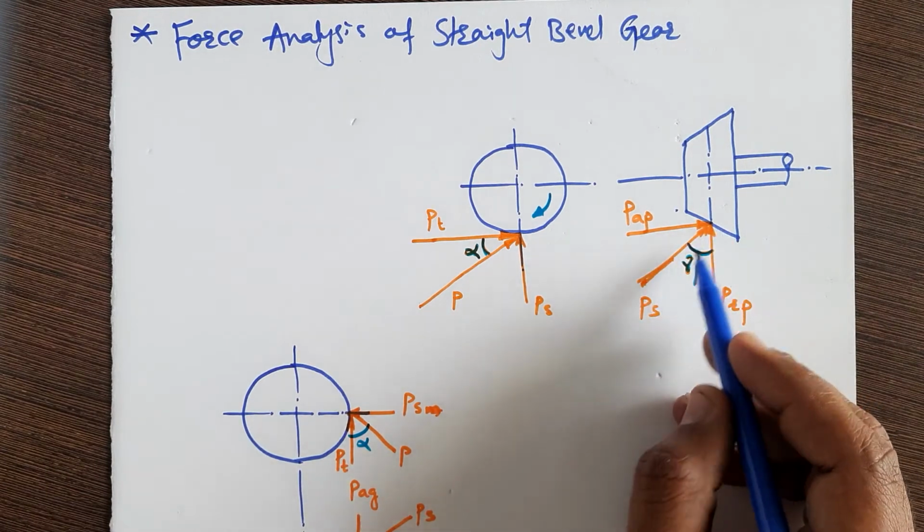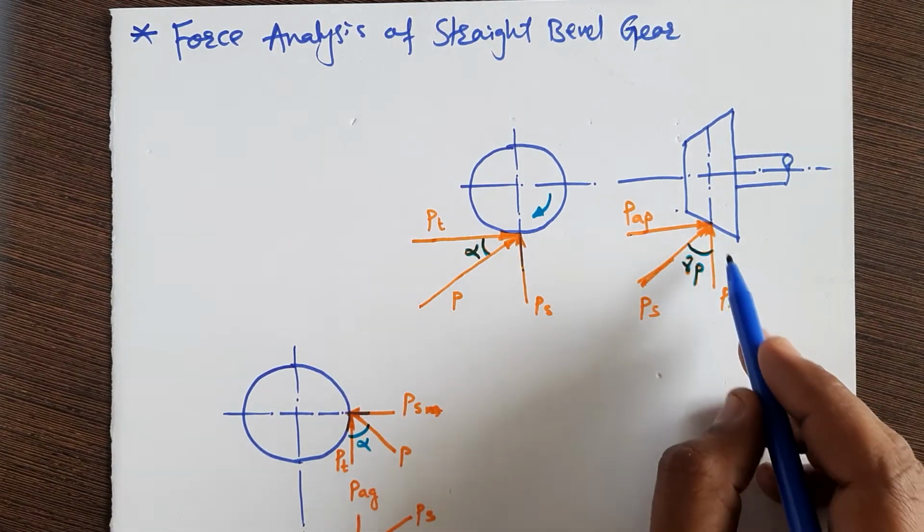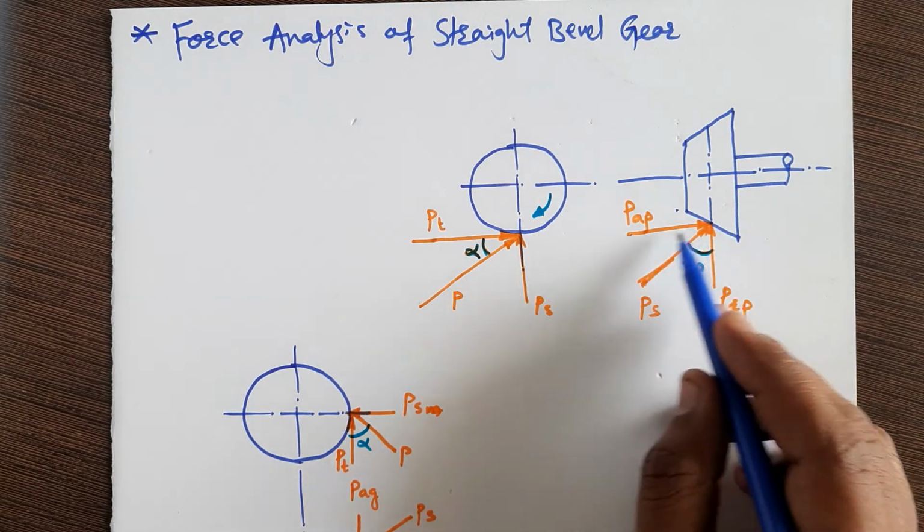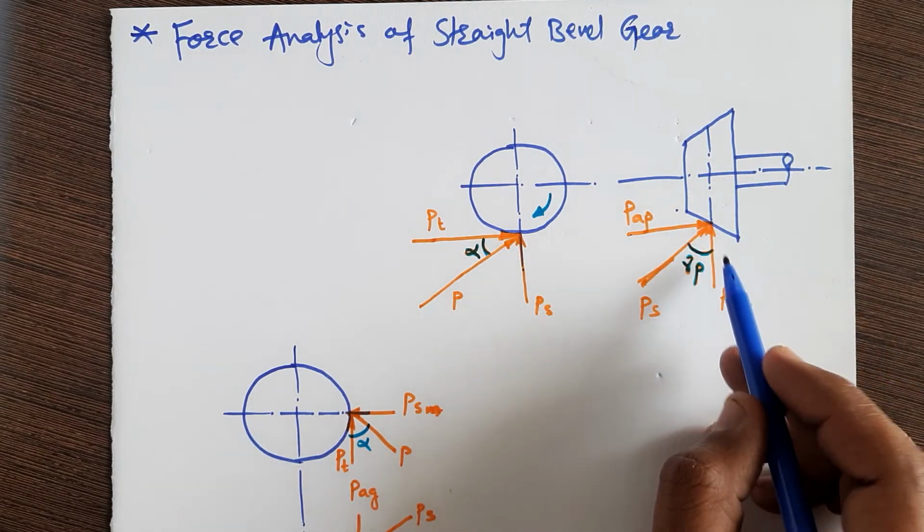Now this separating force on pinion is again resolved in two components. One will be the axial component, second is a radial component. Axial component will act along the axis and radial component will act towards the center.